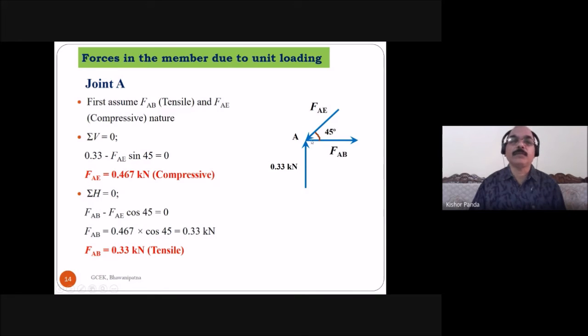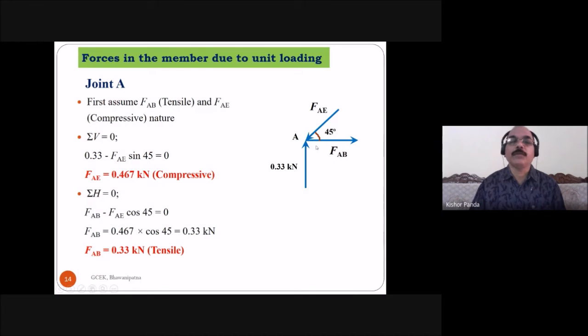First, you take the summation of vertical force is equal to 0. So this is one vertical force, the reaction, and you take the vertical component of this inclined force FAE sin 45. 0.33 minus FAE sin 45 is equal to 0. Then FAE is equal to 0.467 kilonewton compressive. Here also you got the positive value, so the assumed direction is okay, compressive nature.